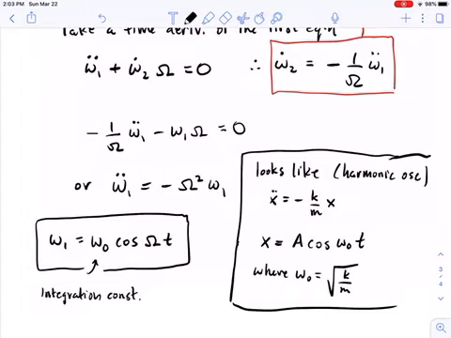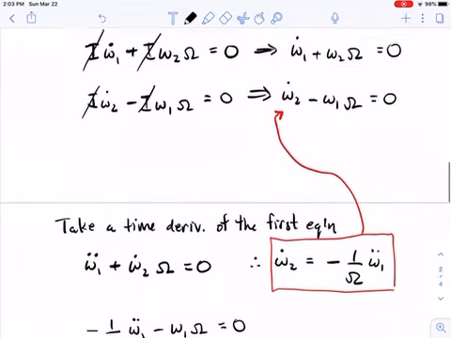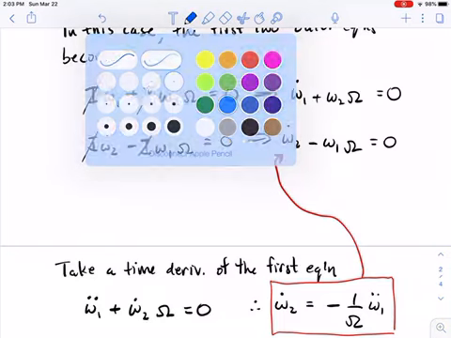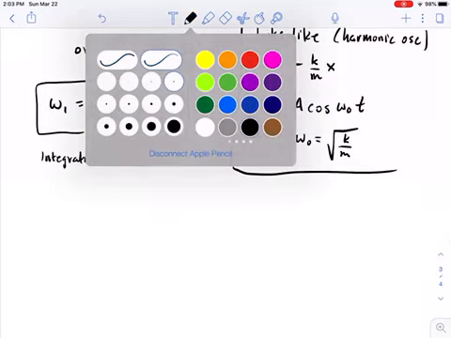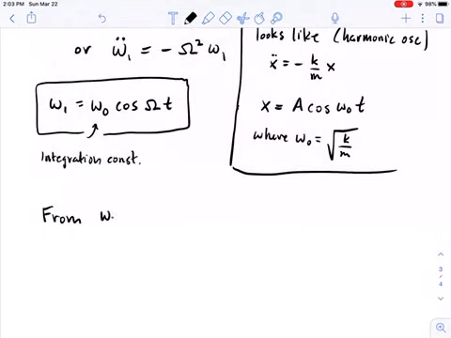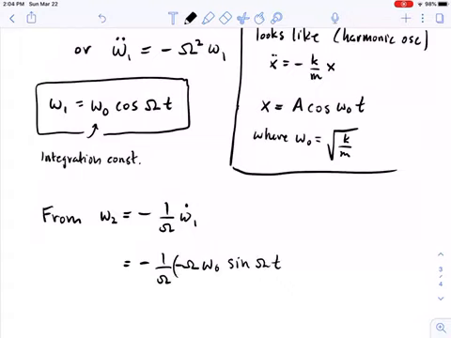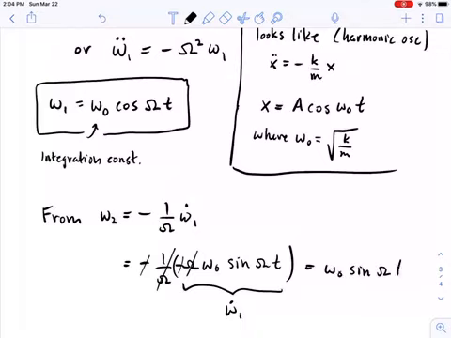And then we can try to solve for omega 2 using this equation. So omega 2 is going to be minus omega 1 dot over omega, which is minus 1 over omega times omega 1 dot. When we take the derivative of omega 1, we pick up an omega and we have an omega naught out front. The cosine becomes a sine, actually it becomes minus sine, right? So we get a negative sign. So this is omega 1 dot. The minus signs go away, the omega goes away, and we get omega naught sine omega t.